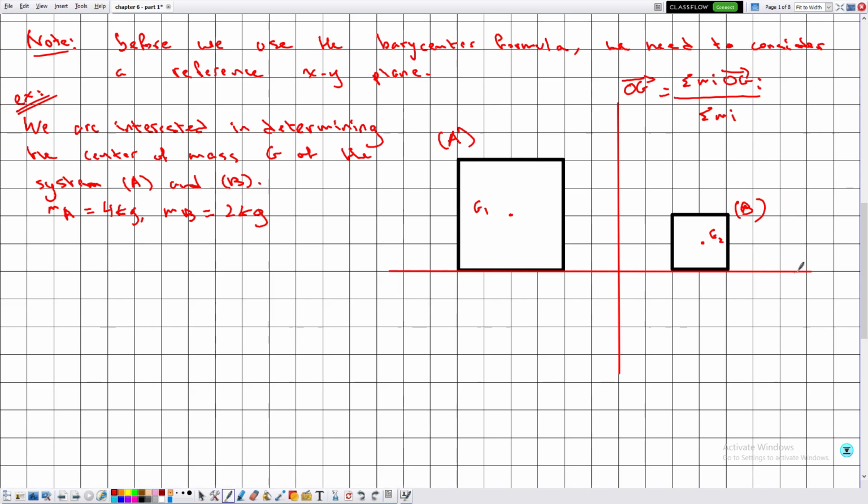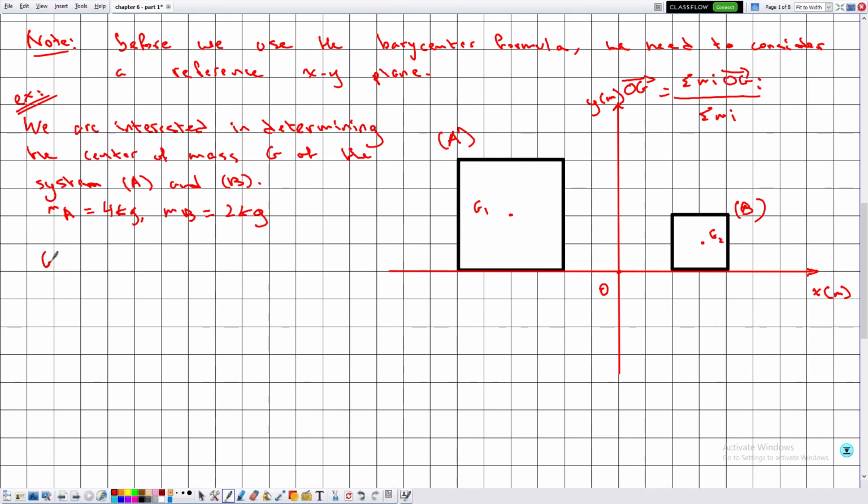Then this is the positive direction of the x-axis, and this is the positive direction of the y-axis. Whenever we are discussing the barycenter formula, we know that always in physics, axes must be labeled by physical quantities. So let's consider that the x-axis is labeled by meters as well as the y-axis, and this is the origin. Okay, so before we start using the barycenter formula, let me determine the coordinates of the points G1 and G2.